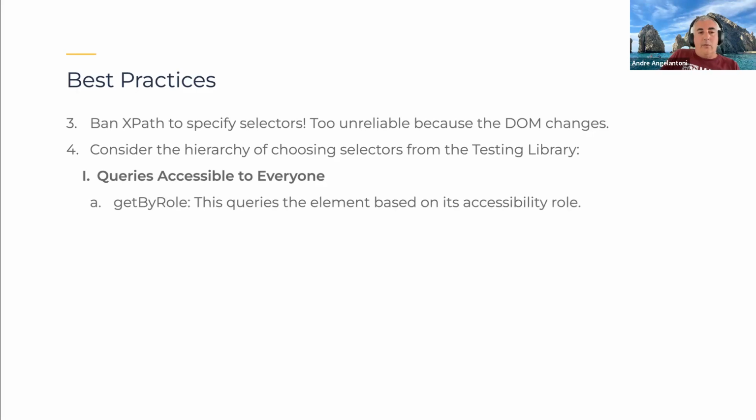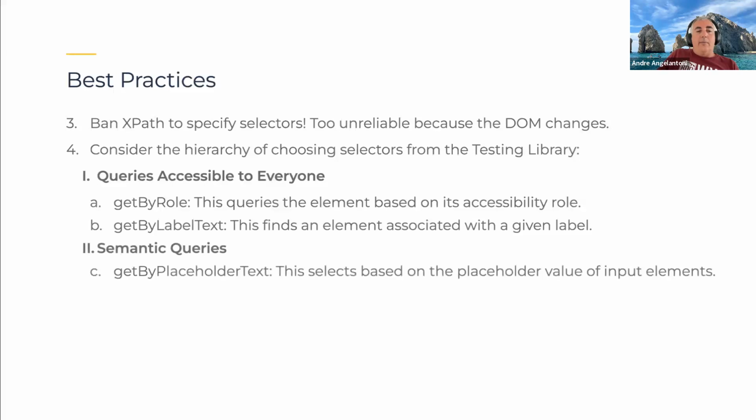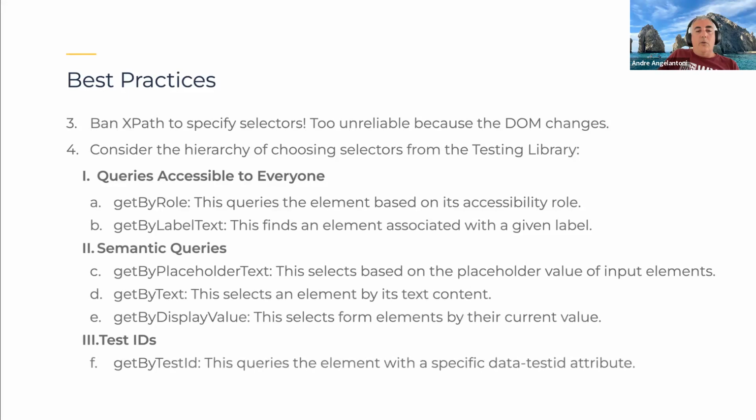But in any case, it says, okay, here's one way, get by role. That's interesting. Queries the element based on its accessibility role. Get by label text. Okay, labels don't change as often sometimes as other things like classes. Semantic queries, get by placeholder text. Interesting. That may not change too often. Get by text. Again, get by display value. Again, okay, then test IDs. In the end, you can use the actual CSS ID.